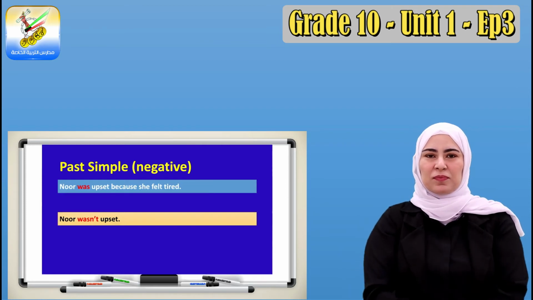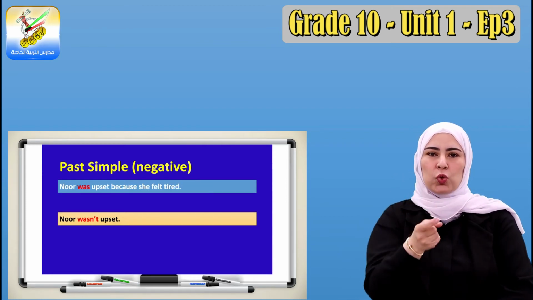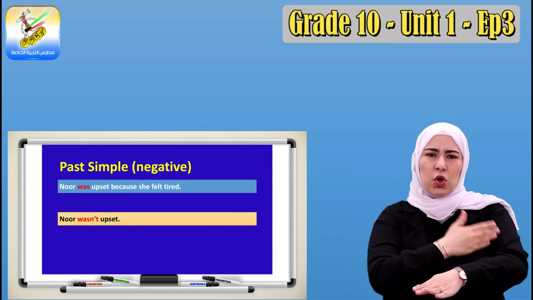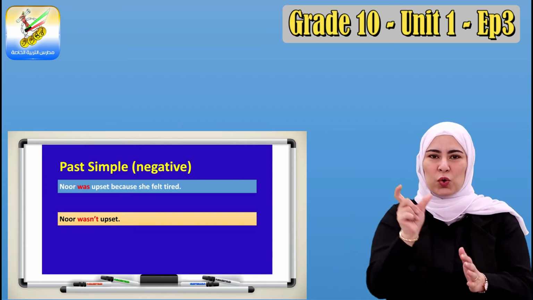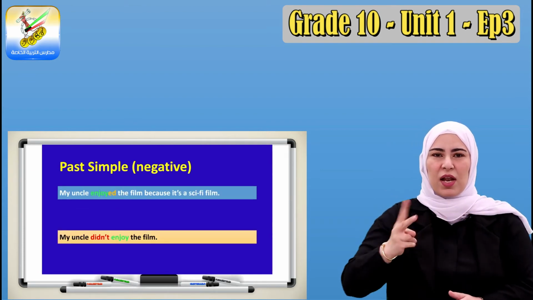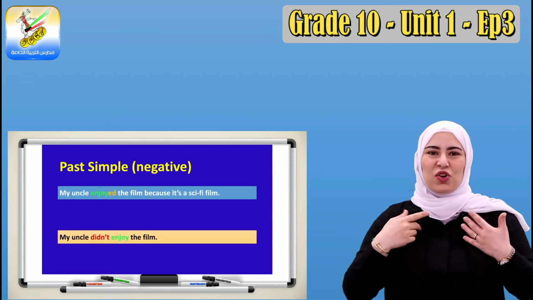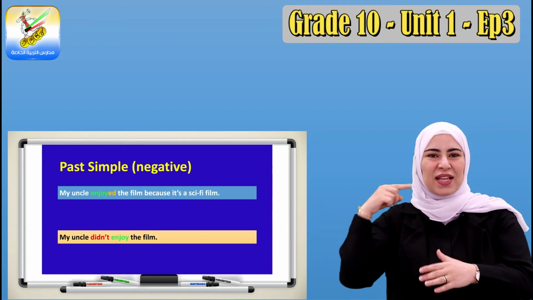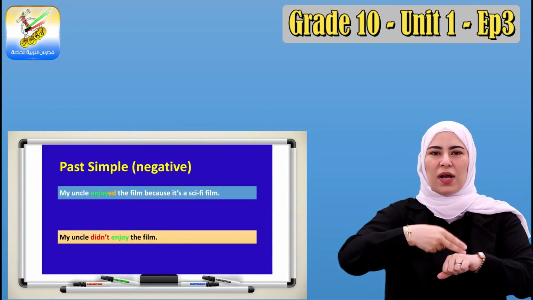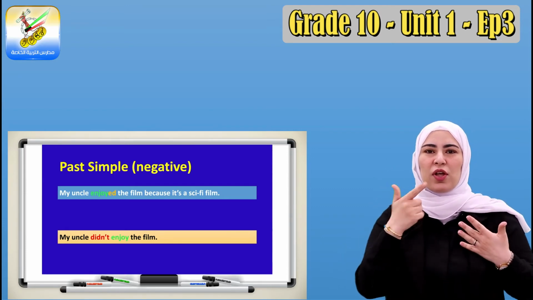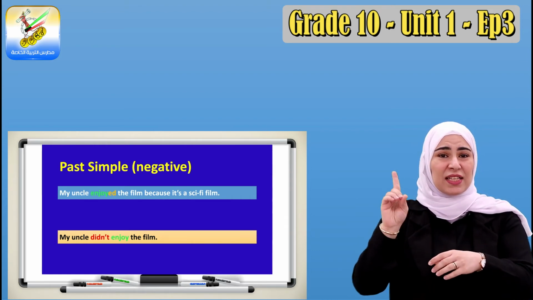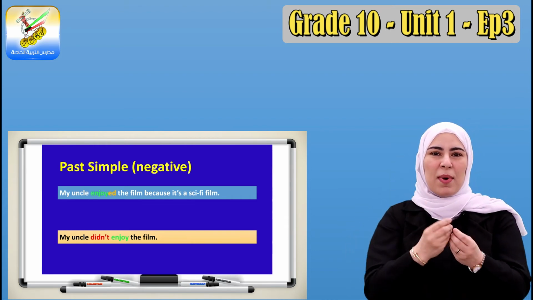Let's take an example. Noor was upset because she felt tired. Noor wasn't upset. As simple as that. Another example, my uncle enjoyed the film because it's a sci-fi film. If I want to turn this sentence from affirmative to negative, I will say, my uncle didn't enjoy the film. I added the auxiliary verb did with not to the verb to make it negative, didn't.